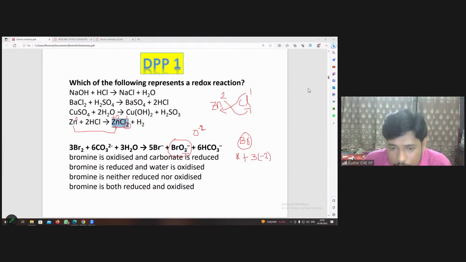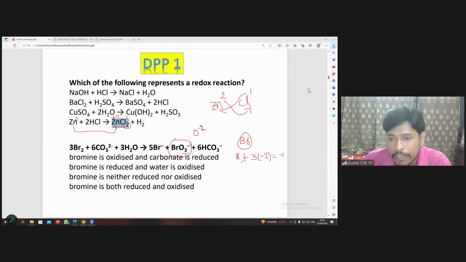Are any other elements involved in this ion? No. That means the sum of all the oxidation numbers of the elements is equal to the charge present on the ion, as I said in the second statement. This is a negative ion. What is the charge present on the negative ion? It is -1. So I will make it equal to -1.